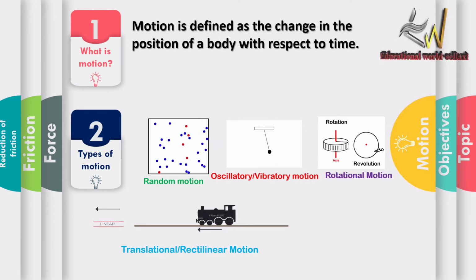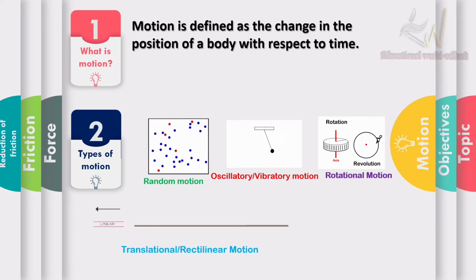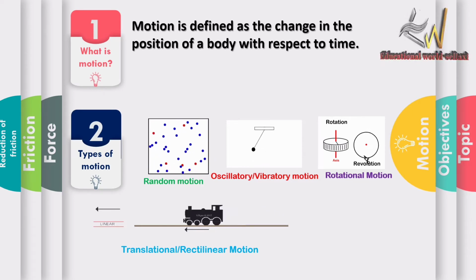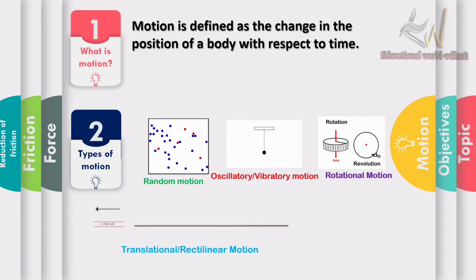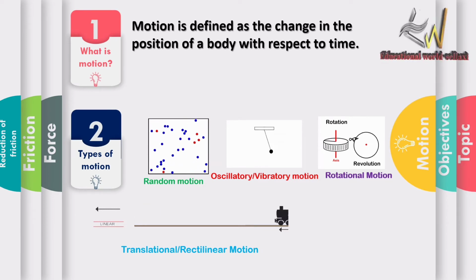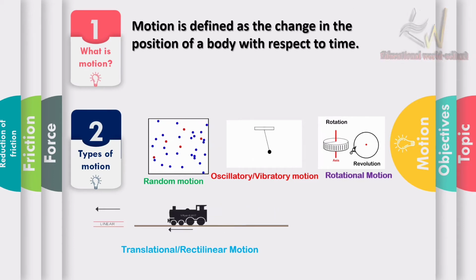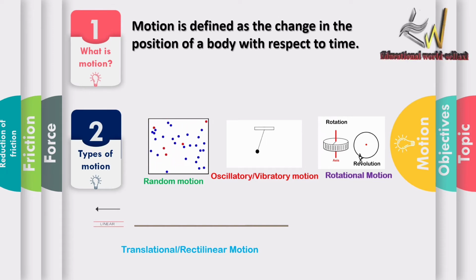Rotational motion. Rotational motion is a type of motion whereby a body turns about a given axis. Rotational motion is different from circular motion or revolution in the sense that in revolution or circular motion, the body just follows a circular path without rotating, whereas in rotation, the body turns about a given axis. So that's the difference.